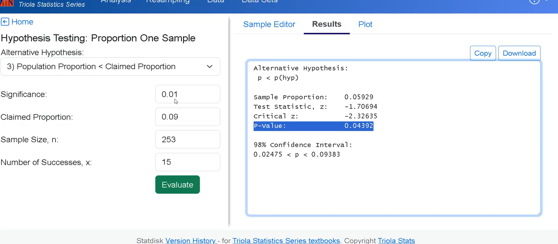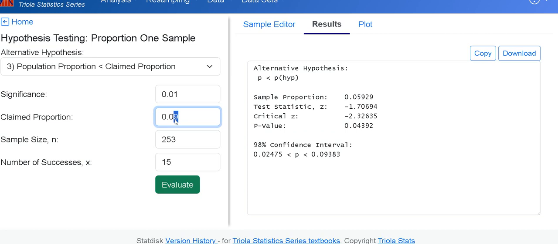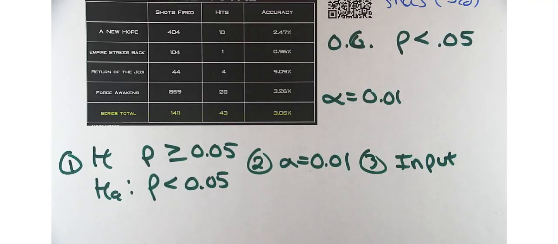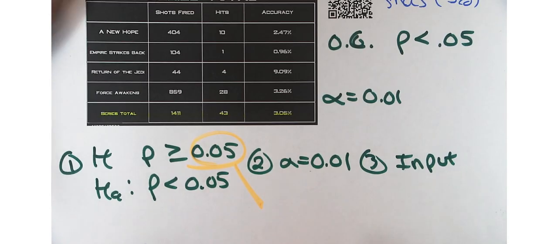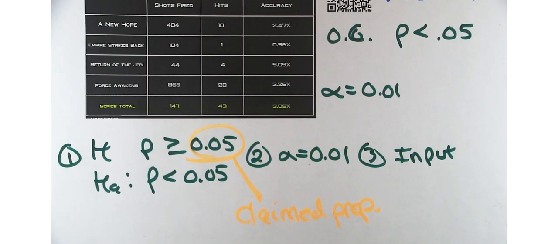Significance level, 0.01. Claimed proportion. What should I put for the claimed proportion? Where's that coming from? Oh wait, the claimed proportion you said is your null hypothesis. There's your claimed proportion. Well done. So your claimed proportion is always going to be found in the null hypothesis. So the claimed proportion in this one is 5%.